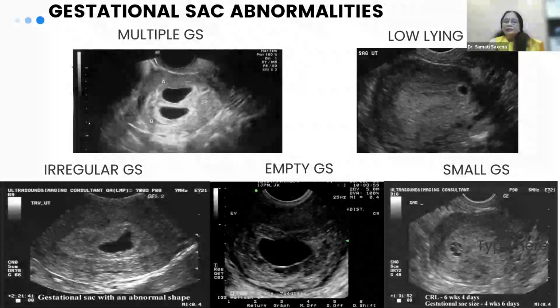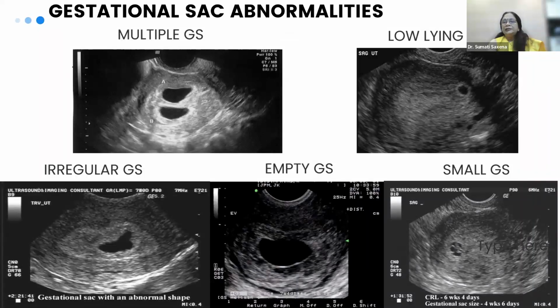And when the size of the gestational sac is small, corresponding to that gestational age, and the fetal pole is filling the gestational sac, there is no fluid, like the difference between the mean sac diameter and the CRL is less than 5 millimeter. It is also a feature which suggests poor pregnancy outcome.